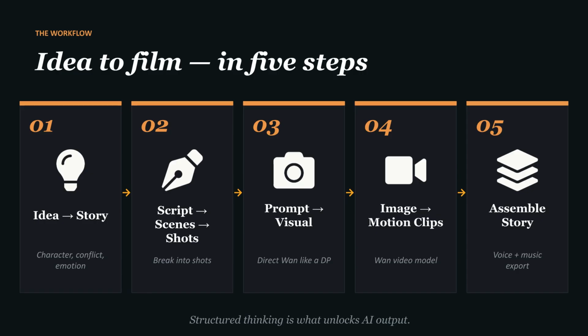Instead of asking AI to create a full film from one vague idea, we guide it step by step. First, we define a story, then we break it down into scenes. Then we use prompts to generate visuals, animate them, and assemble the final video. This is similar to the real production workflow. AI does not replace the structure, it works best when the structure is clear.